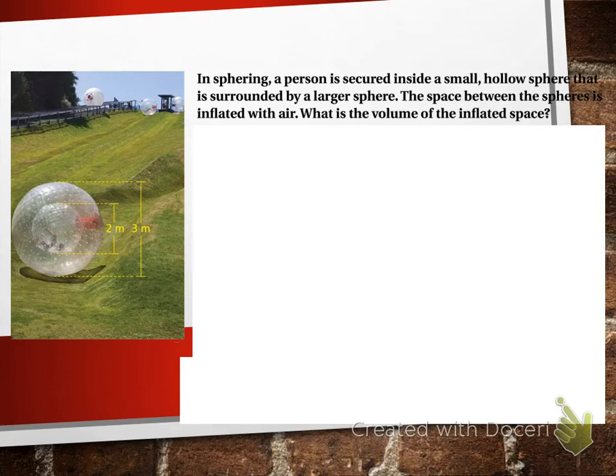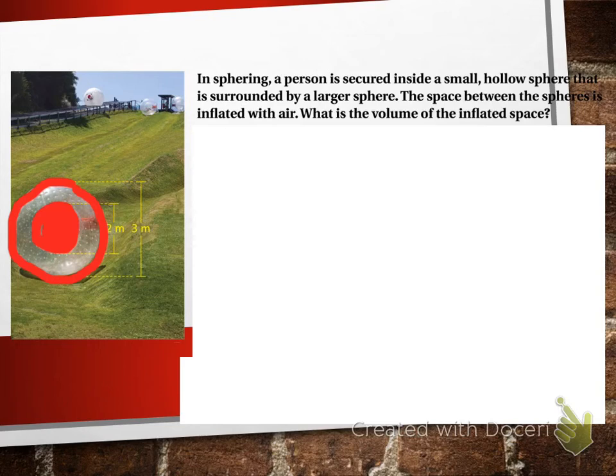Now, looking at a real-world situation, we're looking at one of these, which I think looks like a lot of fun. In sphering, a person is secured inside a small hollow sphere that is surrounded by a larger sphere. The space between the spheres is inflated with air. What is the volume of the inflated space? What we're going to do is take this outside circle, find the volume of it, and subtract this inside circle because there's no air in here. All the air is going to be in between those two.